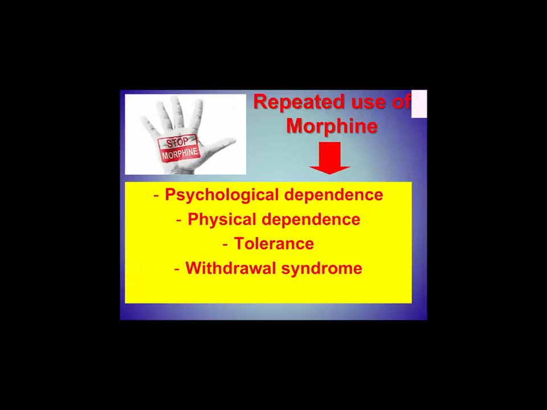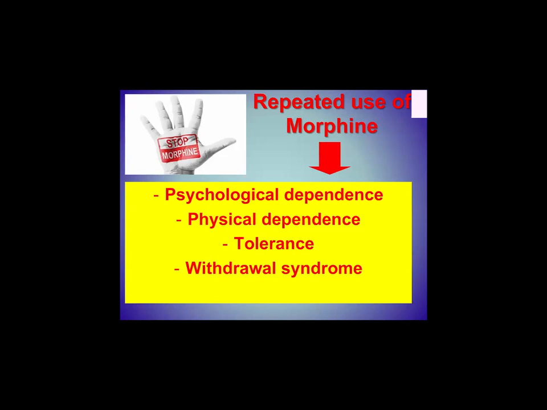Unfortunately, repeated use of morphine, not only morphine but other opioid analgesics as well, but morphine is one of the most likely to cause dependence. So repeated use of morphine causes physiological and psychological dependence, tolerance, and withdrawal syndrome. Tolerance is the reason for overdose of opiates.